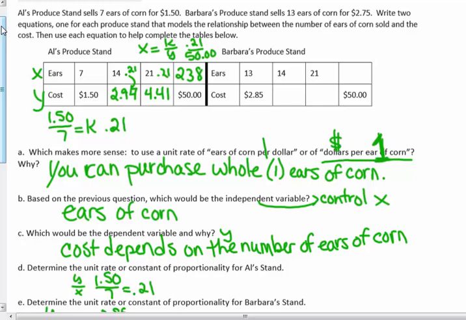And with Barbara, hers was 22 cents every time. So times 22 cents, I would get $3.08. 21 times 22 cents would give me $4.62. And remember, x is y divided by k, same process. Her k now is the 22 cents. Sorry, I'm writing over this. Divided into 50, you can only get 227 ears of corn at Barbara's stand.